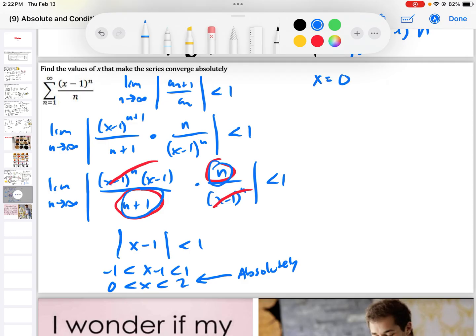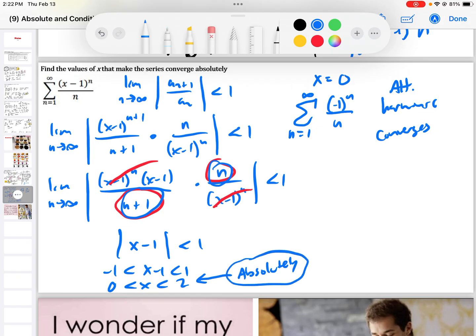All right, so let's look at when x is equal to 0. So if I plug in 0, I get 0 minus 1, which is negative 1 to the n over n. This is an alternating harmonic series, which we know now converges. So that means this would converge conditionally when x is equal to 0. It doesn't converge absolutely because it only converges absolutely whenever x is bigger than 0. We just kind of proved that in this last part.